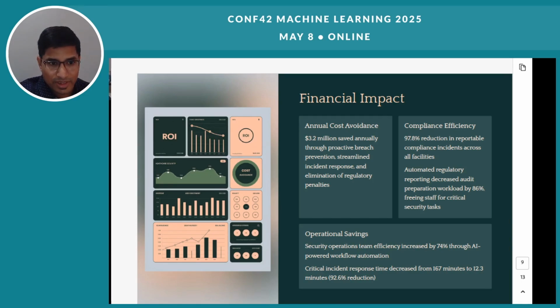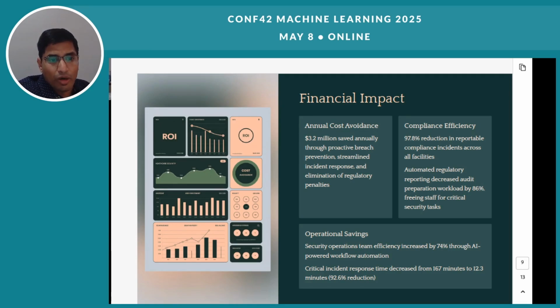And compliance efficiency. So automating regulatory reporting and enhancing security controls can lead to a 97.8% reduction in reportable compliance incidents. And it reduces the audit preparation workloads by 86%.